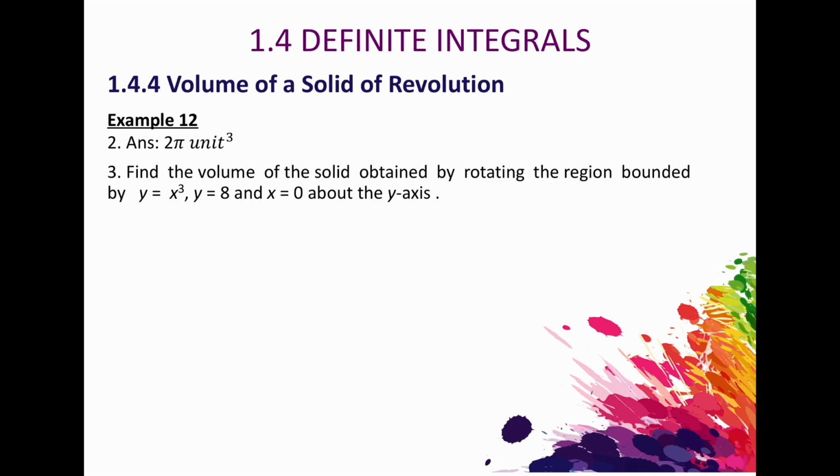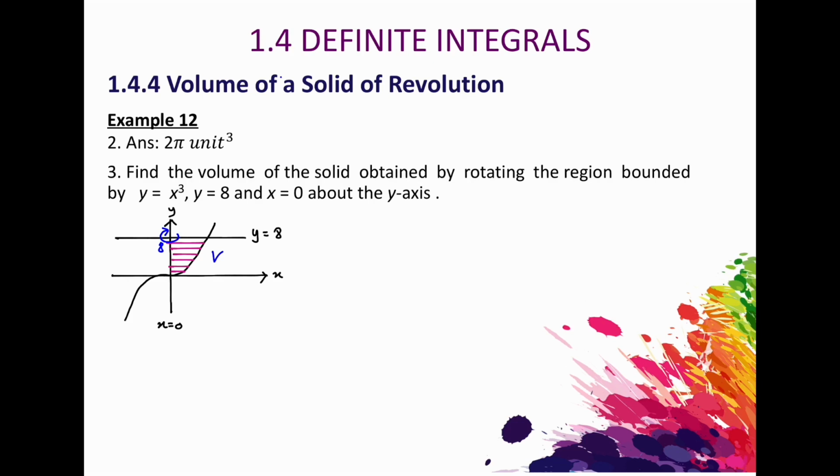Now for question 3, find the volume of the solid obtained by rotating the region bounded by y equals x cubed, y equals 8, and x equals 0 about the y-axis. For question 1 and question 2, we revolved around the x-axis. Now for question 3, we're going to revolve around the y-axis. So that is the diagram of the region that we want to revolve around the y-axis.